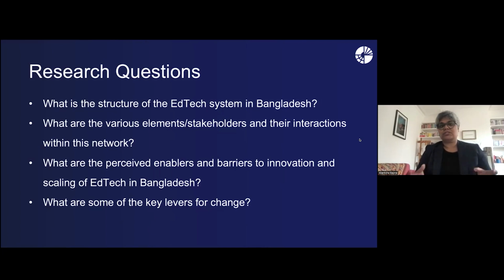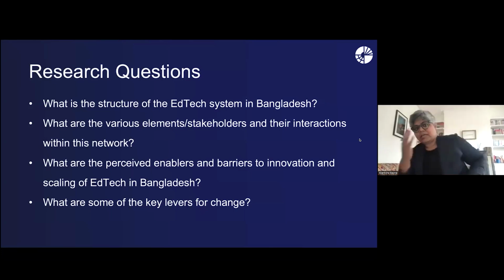one, what is the structure of the EdTech system within Bangladesh? And I use the word system very carefully compared to sector, because we're not only looking at the high-level sectoral aspect, but going all the way from the child to the last stakeholder within the government ministry. And so what are the various elements and stakeholders, and how do they interact within this network? What are the influence points, levers for change, and what are the perceived barriers to innovation in the scaling up of EdTech? So this is the framing of this study.